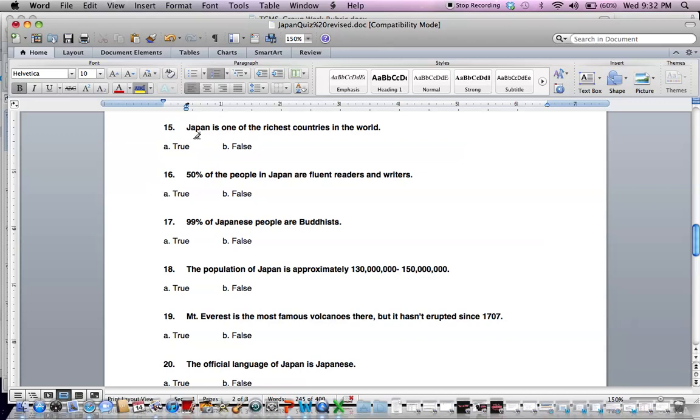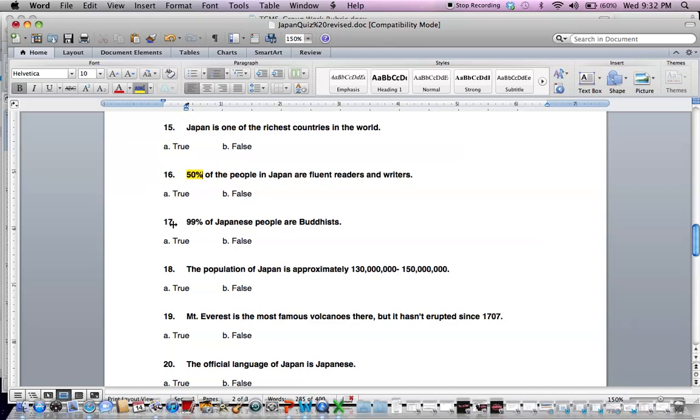Number 15. Japan is one of the richest countries in the world. True or false? Number 16. 50% of the people in Japan are fluent readers and writers. Okay? It says 50% of the people in Japan are fluent readers and writers. True or false?